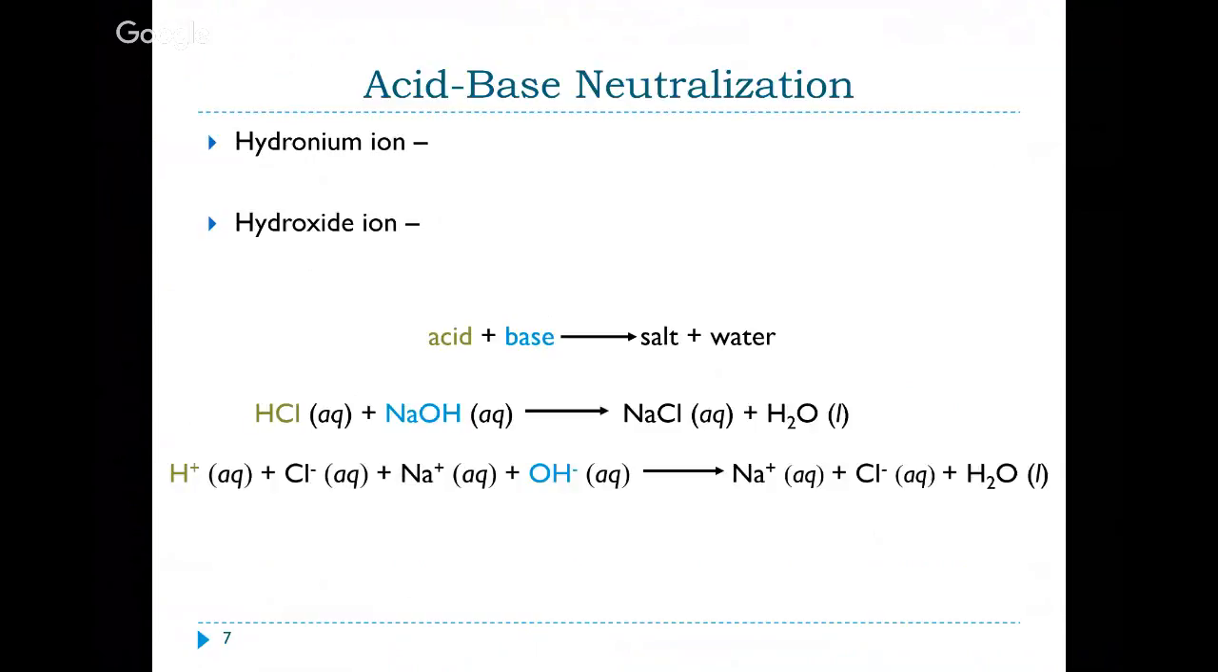What's really happening here, if we look at the net ionic equation, is that aqueous substances will completely dissociate in water to form their ions. So we get an H plus, a Cl minus, an Na plus, and an OH minus. Sodium chloride is a soluble salt, so it dissociates into Na plus and Cl minus. Water is a liquid, so we do not separate it. If we cross out like terms, we see that what's really happening is the proton reacts with the hydroxide ion to form water.